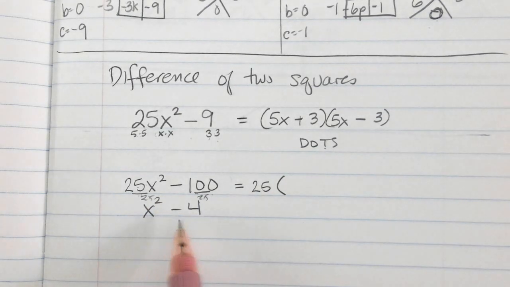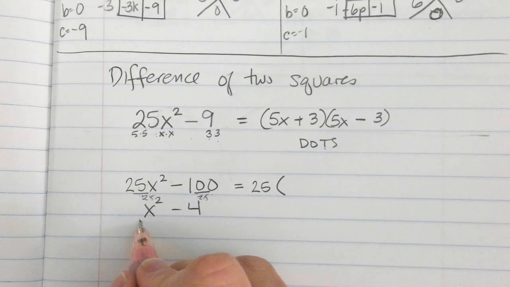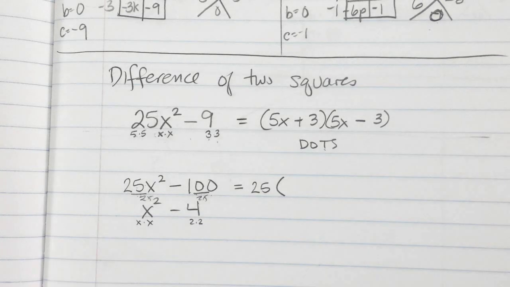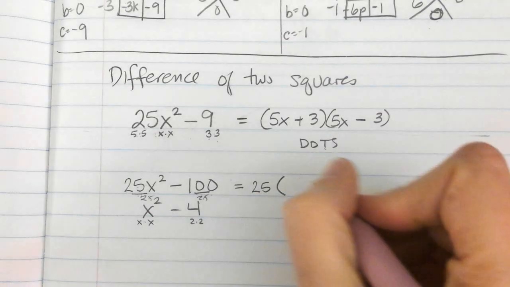Okay? Well, do I still have a difference of two squares? Well, let's look. X squared is x times x. 4 is 2 times 2. Yes, I still have a difference of two squares.